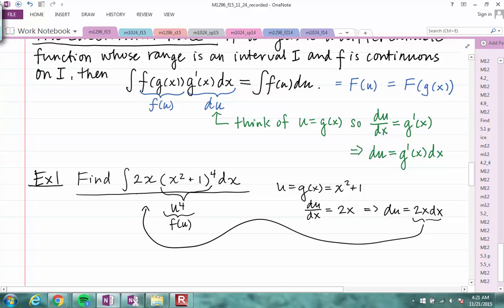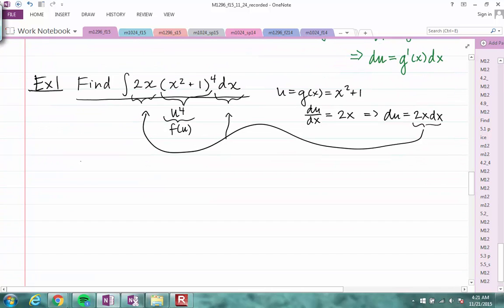So notice that we have 2x, and we have dx here. So in fact, that is what we have, which means this is perfectly made for the substitution rule. And I can go ahead and use it.